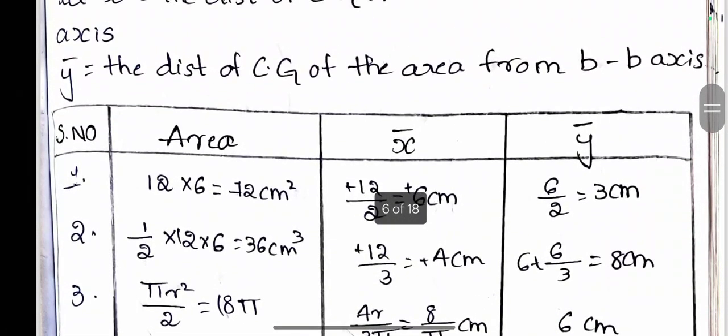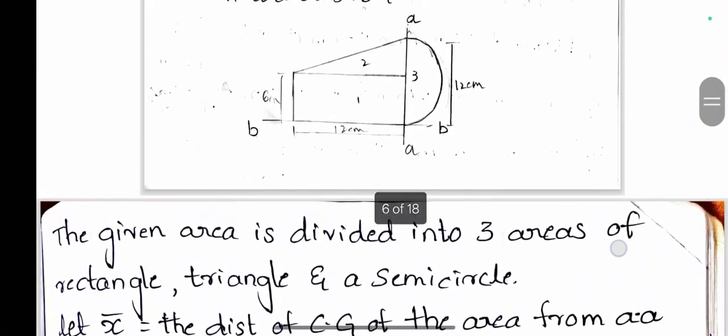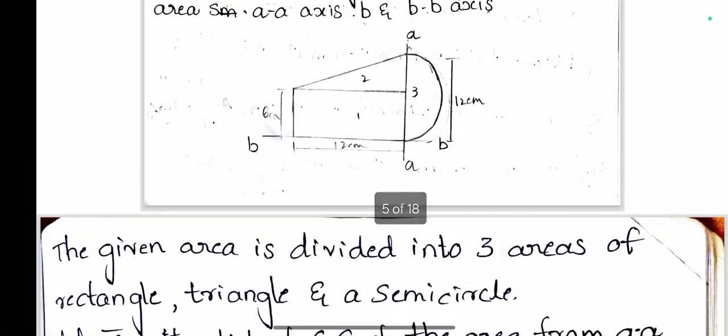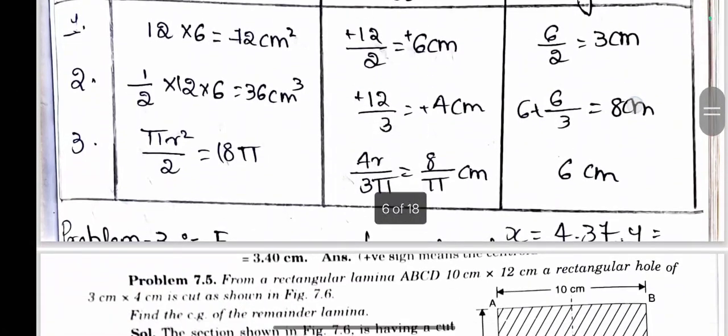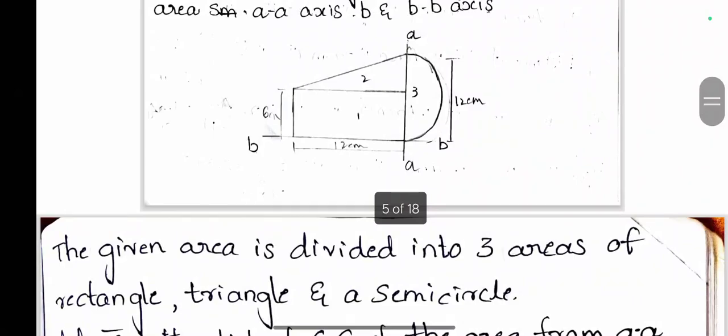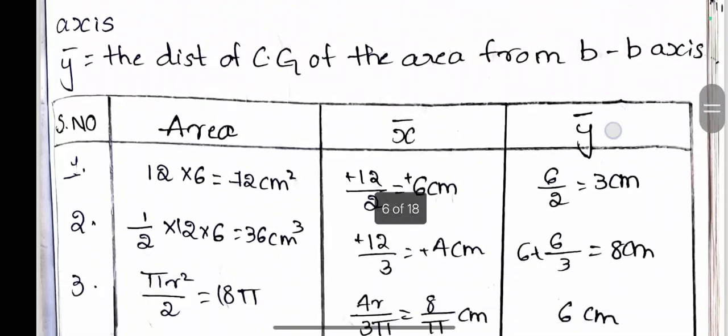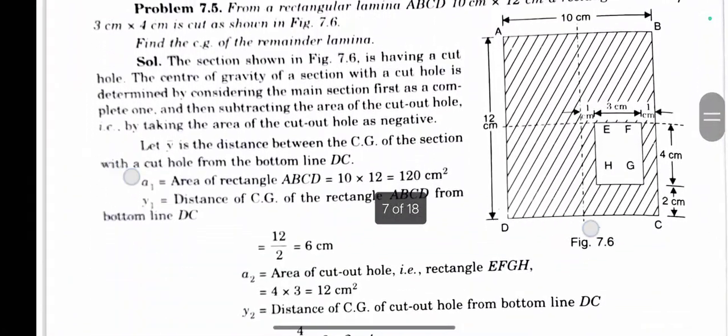Next step is Y bar. In Y1, Y2 and Y3 we are considering from the BB axis. So Y1 will become 6 divided by 2, which is 3. Next, here again 6 is there, 6 plus, here also we are seeing from the side, so h by 3, which is 6 by 3. 6 plus 6 by 3 becomes 8 centimeters. Next, the semicircular is there, so there is a mirror image, so it becomes total length divided by 2, which is 12 divided by 2, 6 centimeters.